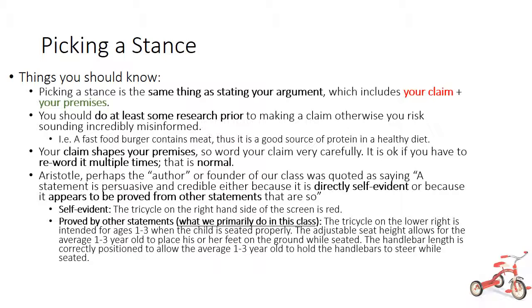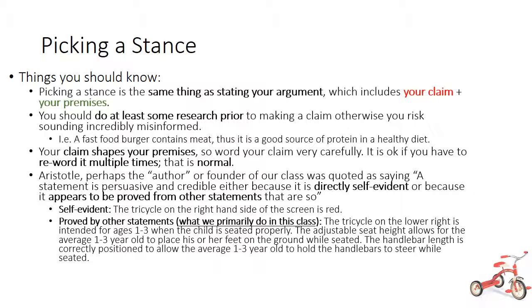Here we have 3 statements. The tricycle on the lower right is intended for ages 1 through 3 when the child is seated properly. The adjustable seat height allows for the average 1 to 3-year-old to place his or her feet on the ground while seated. The handlebar length is correctly positioned to allow the average 1 to 3-year-old to hold the handlebars to steer while seated. Wow, that's a lot of information to get to the fact that the tricycle there is intended for 1 to 3-year-olds.